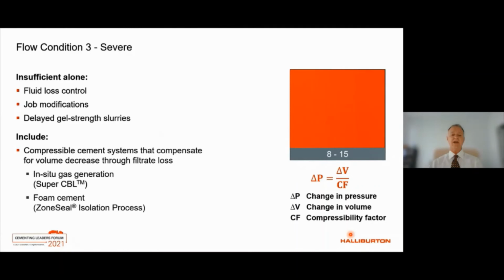For the severe category, we must consider compressible cement systems that compensate by volume change for decrease through filtrate loss. Compressible cement systems include in situ gas generating additives such as Halliburton's Super CBL and foam cement such as Halliburton's Zone Seal isolation process.